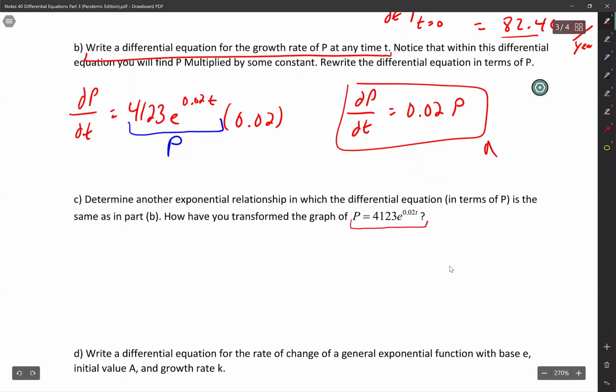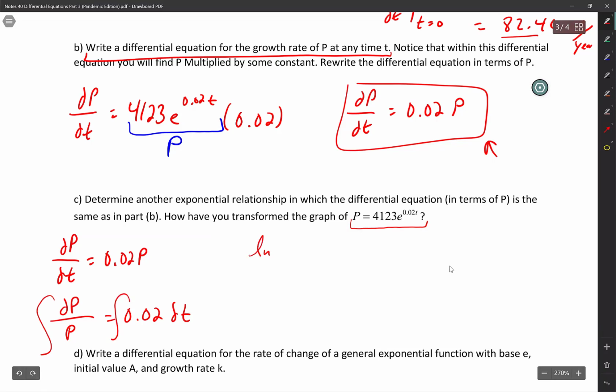So let's start from here then. So dP/dt equals 0.02 P. I'm going to separate the variables. dP over P equals 0.02 dt. And I'm going to integrate. ln absolute value of P is equal to 0.02 t plus c.